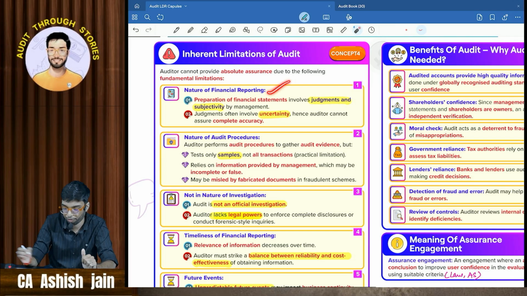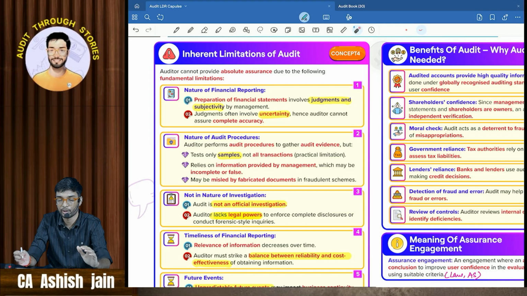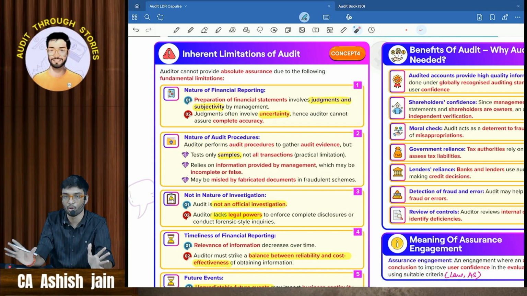Now I'll discuss what is nature of financial reporting. You know well that in financial statements, more than 30 to 40% of things are done based on judgments and estimates. For example, if you want to create a provision for warranty or a provision for doubtful debts, all these provisions are made based on estimates or judgment by the management. Since these are based on judgments and estimates, you cannot exactly say that these financial statements are completely pure. The auditor cannot say they are free from material misstatement, because a few things are based on judgments. Even the auditor doesn't know whether the estimates are done properly, whether they are excess or understated. So, nature of financial reporting.